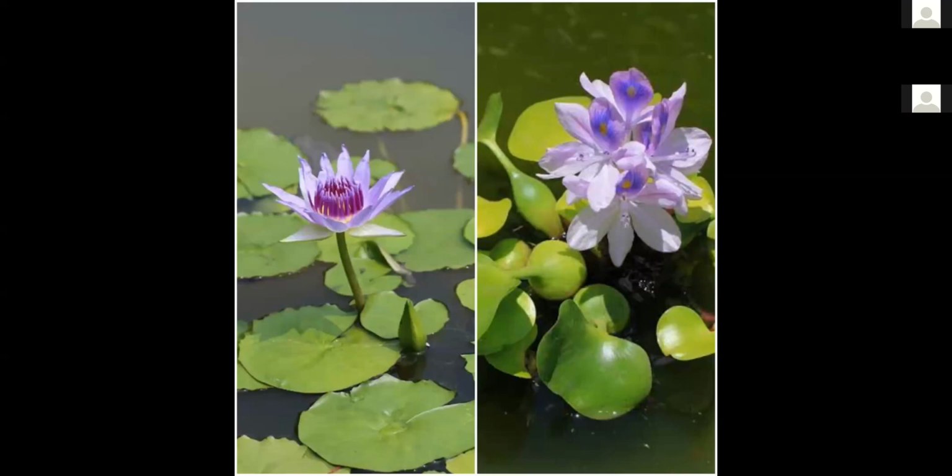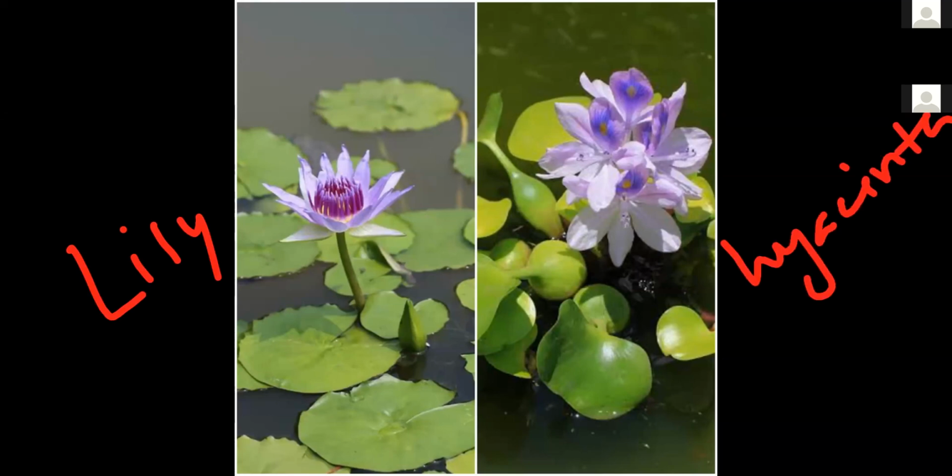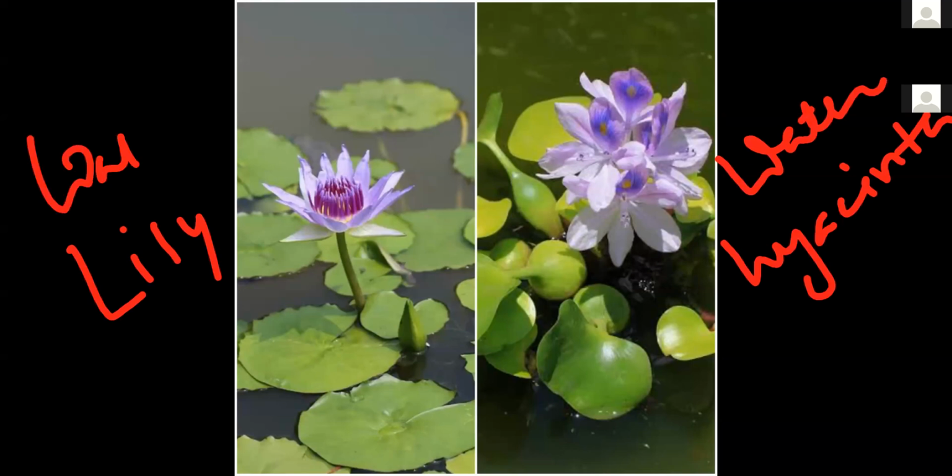This is the water lily. This is the water hyacinth. I'm sure you know water hyacinth. Which one? Water hyacinth means Eichhornia crassipes.